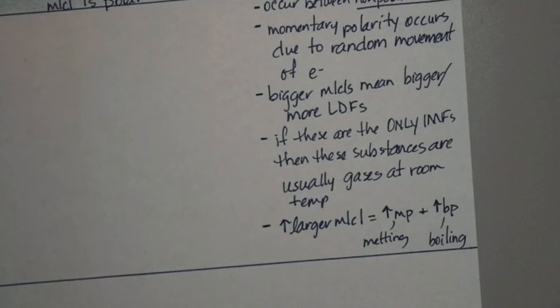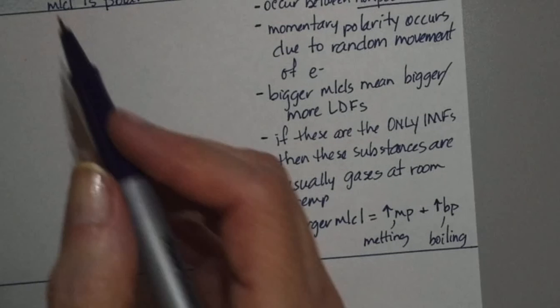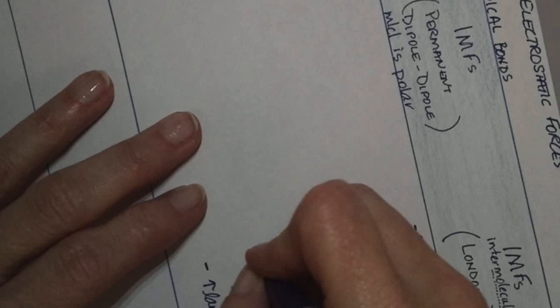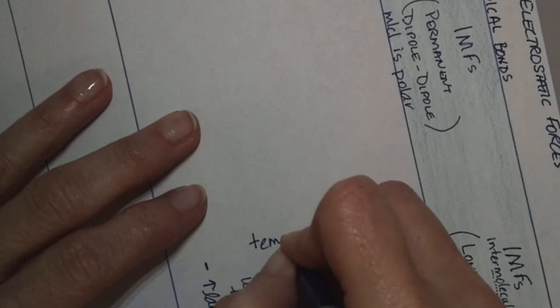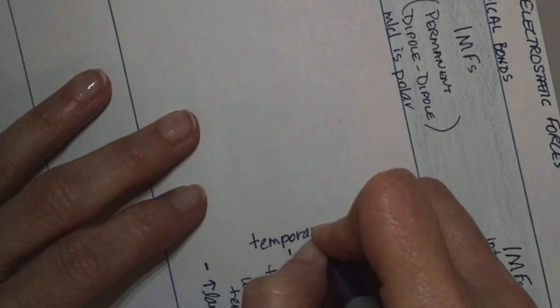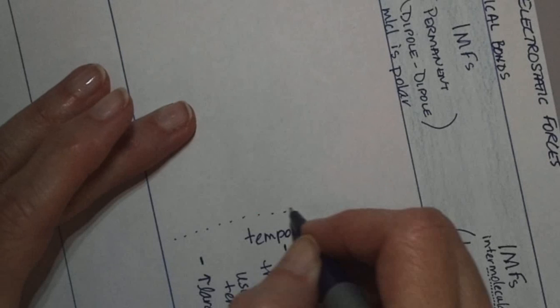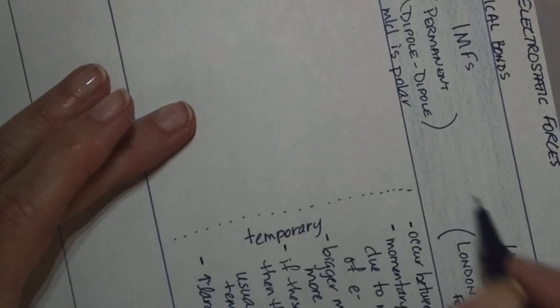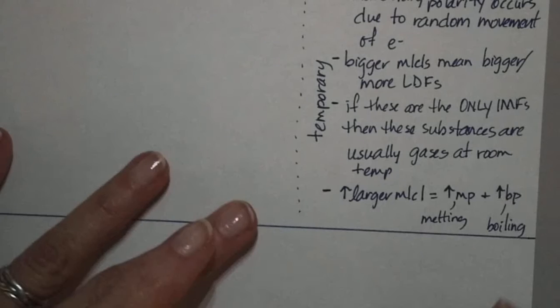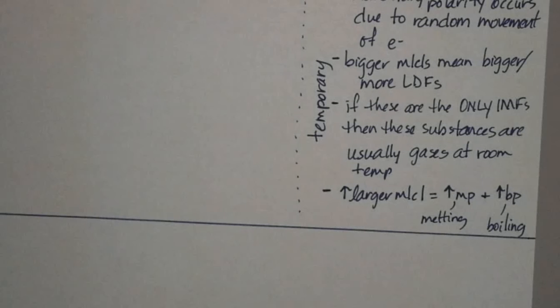So the next one we can do, and I'm going to write along here, if you'll turn your paper this way, these are temporary. All these London dispersion forces, these are temporary. They're momentary, temporary. They're not going to last. They aren't permanently there. They're not permanently in one spot, right? It's just randomly moving around like that.